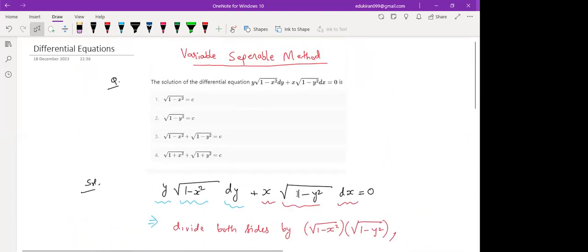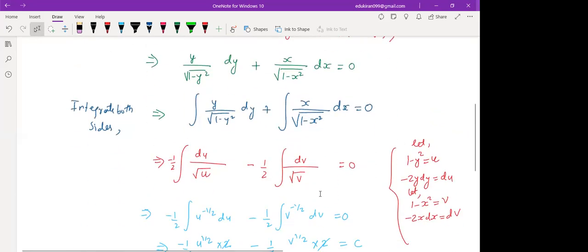So the third option is the correct option, right?